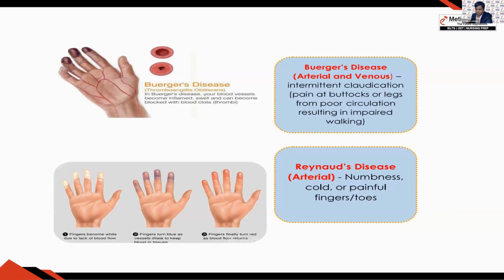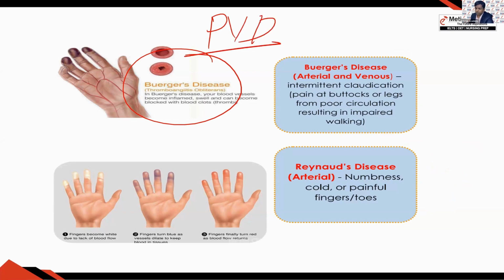Yes. So we have two important signs in Buerger's disease, PVD. In PVD, both conditions will come. Peripheral vascular disease: one is Raynaud's phenomenon, as well as Buerger's disease. When it is Raynaud's phenomenon, both arteries and veins will be affected. But here, only arteries and arterioles are affected.